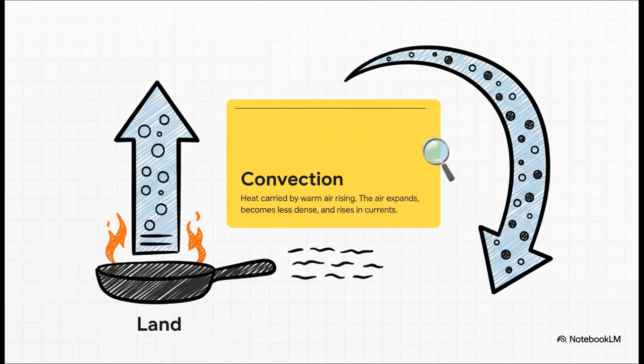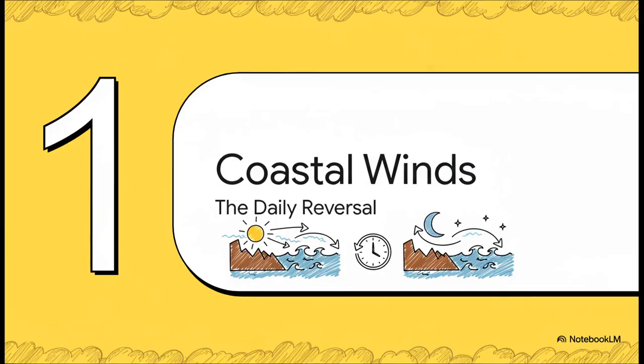So, what happens when you heat the air over that metal pan of land? Well, it expands, it becomes less dense, and it starts to rise. That whole process is called convection. Now, cooler, denser air has to rush in to fill the space that got left behind. And that movement, that rush of air, that's what we feel as wind. Convection is the physical engine that puts the whole idea of uneven heating into motion. So let's see this principle in action with our very first example, coastal winds.